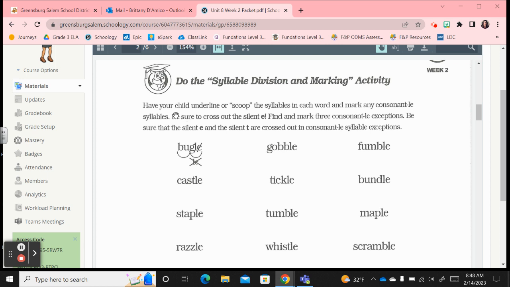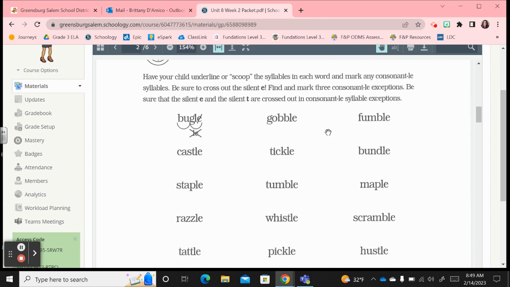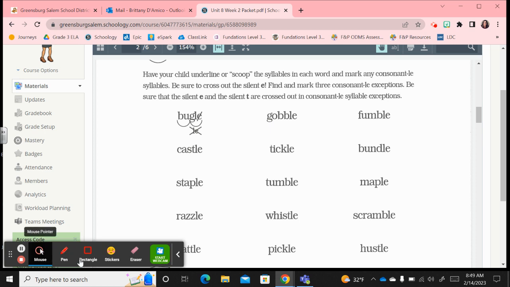It says, have your child underline or scoop the syllables in each word and mark any consonant LE syllables. Be sure to cross out the silent E. Find and mark 3 consonant LE exceptions. Okay, so we're going to look out for those. Be sure that the silent E and the silent T are crossed out in the consonant LE syllable exceptions. All right, so let's get my pen here and get to work.